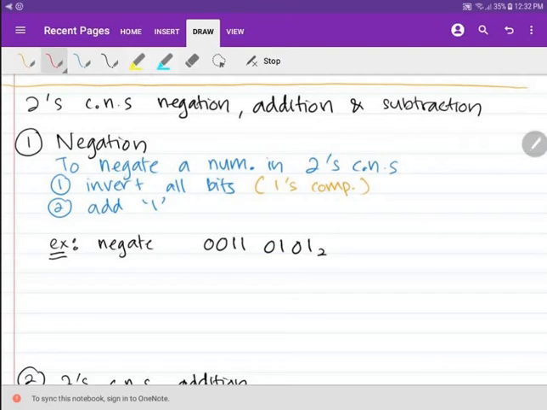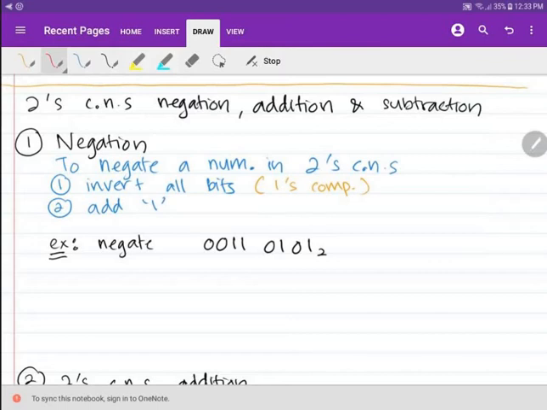So what are the steps for us to actually negate a number in the 2's complement number system? There are these 2 steps. The first step is to invert all bits, which is also known as performing first complement, and then the second step is you add 1. So basically what you're doing is performing 2's complement. When the question says perform 2's complement on the number, it means you perform negation. So negation is another term for performing 2's complement.